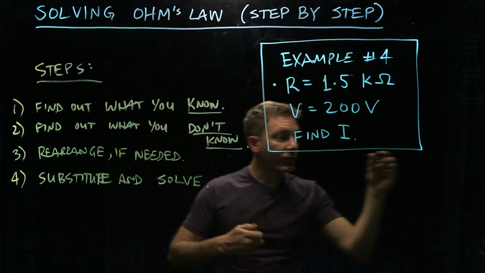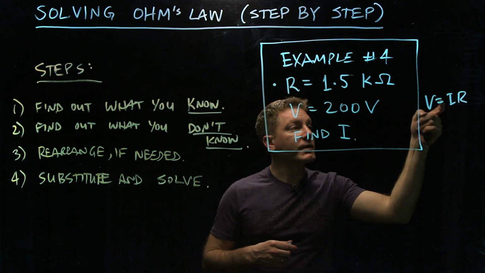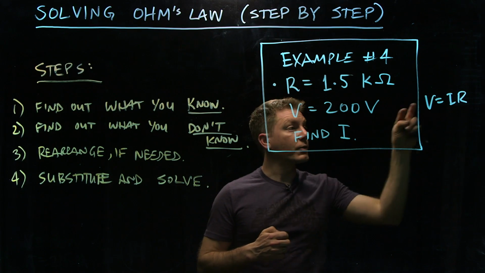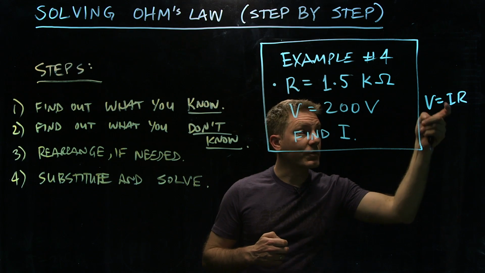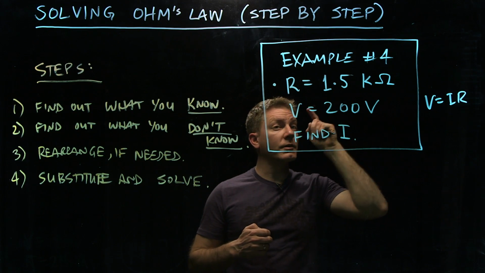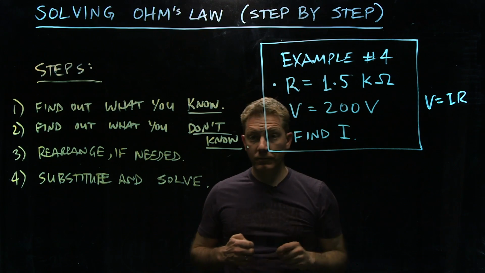So I told you before that if you have V equals IR, if that's volts and that's amps, that's ohms, any two, you can find the third one. But we don't have it in volts, amps, ohms. We have it in kiloohms, volts. So if you do kiloohms and volts, you're not going to get amps.